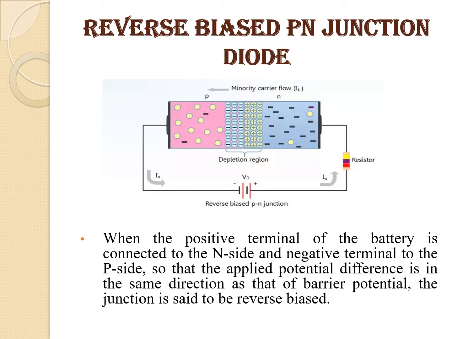Reverse biased PN junction diode. Basically, as we have seen in the forward biased junction, the positive terminal of the battery is connected to the P side and the negative terminal to the N side. Here we need to change the battery polarities, so that the positive terminal of the battery is connected to the N side and the negative terminal is connected to the P side. This is known as reverse biasing. Because of that, the applied potential difference is in the same direction as that of the barrier potential, and the junction is said to be reverse biased.